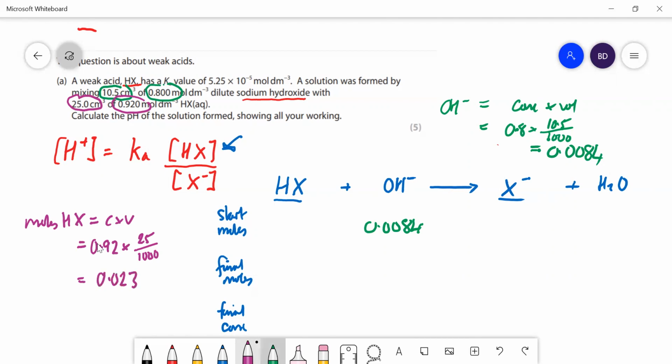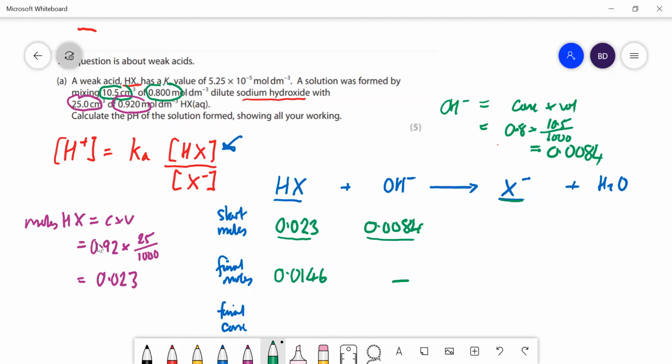So I'm going to put that number into there, 0.023. Now, final moles. We're going to presume all of the OH minus will react with the acid, so we've got none left. Not quite true. There'll always be a tiny bit left. You always have some OH minus in solution, but ignore that. So we're going to do 0.023 minus 0.0084, and that is going to give us 0.0146 moles of HX. How many moles of X minus have we got?